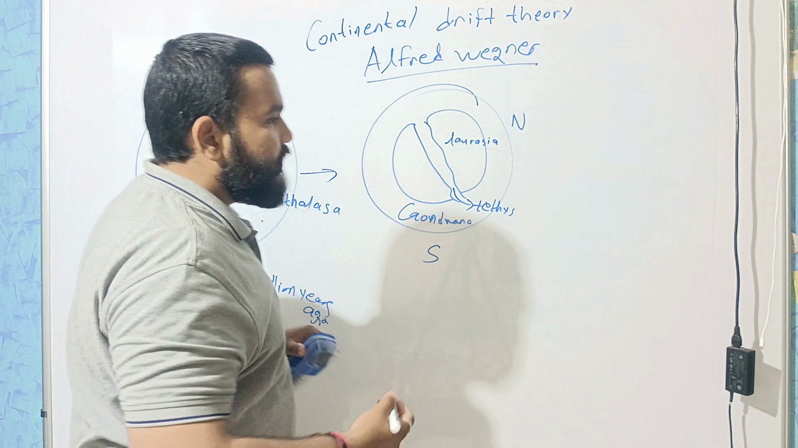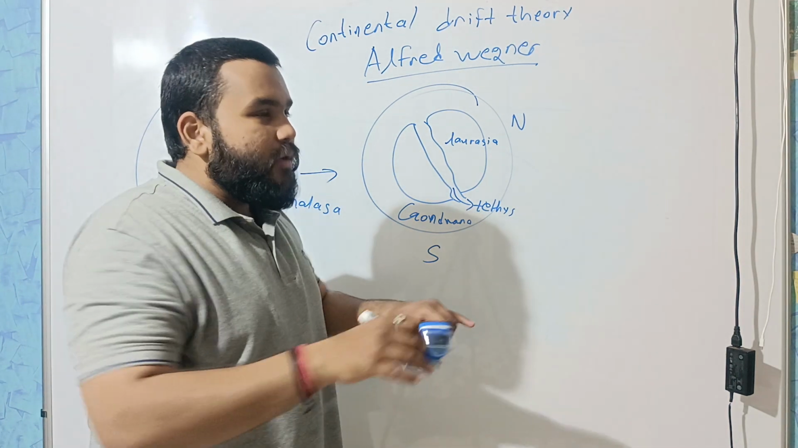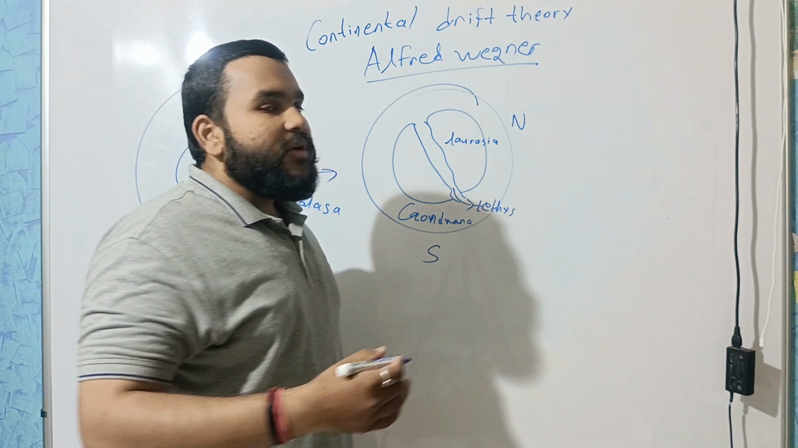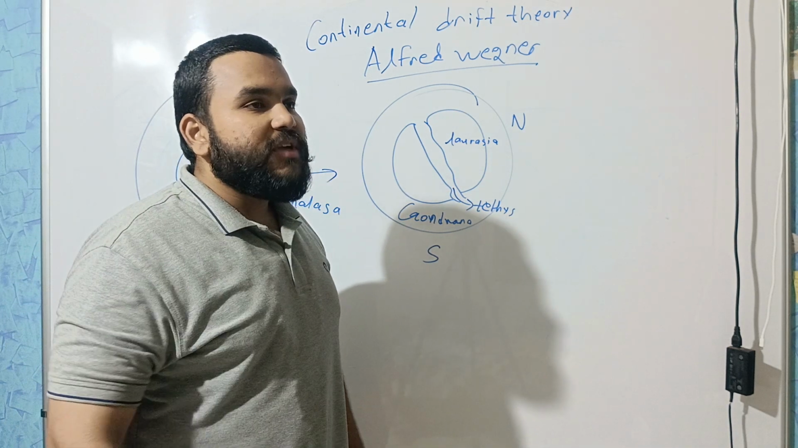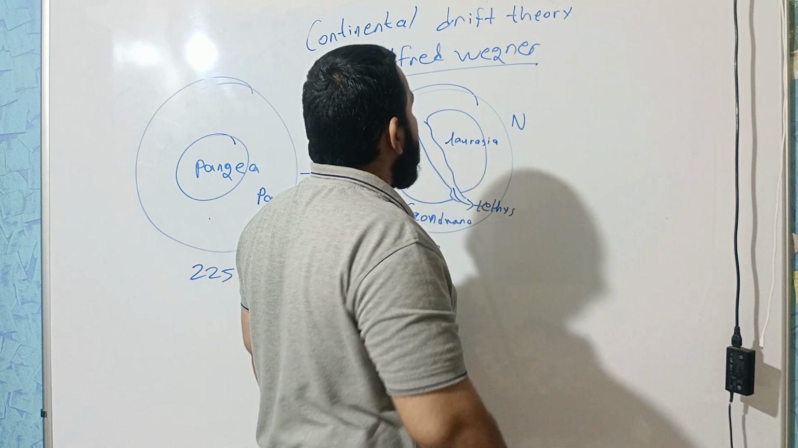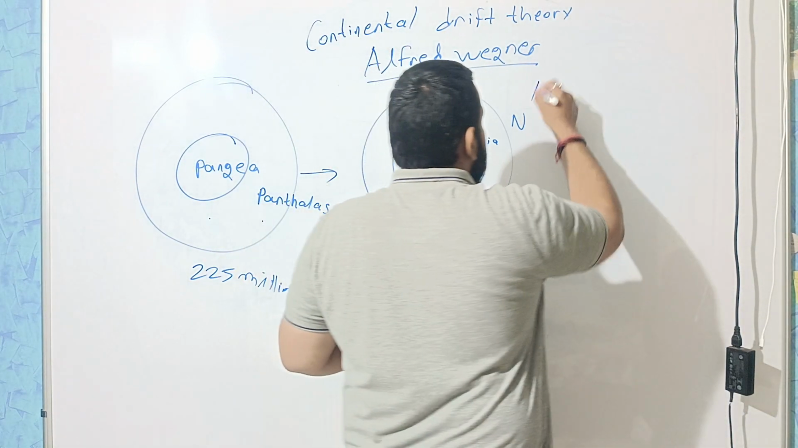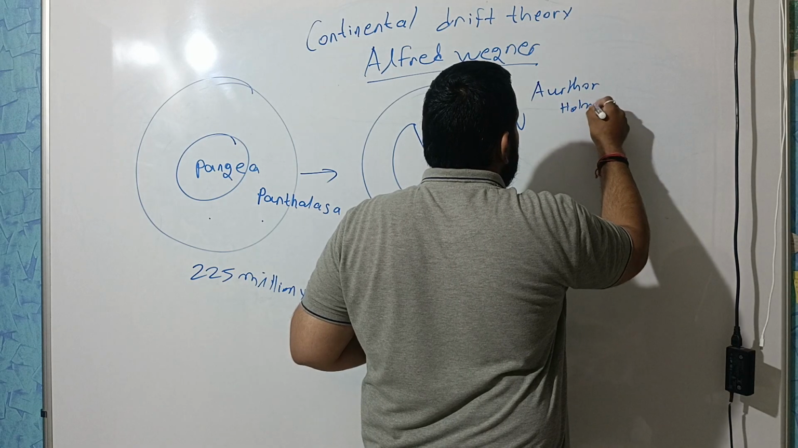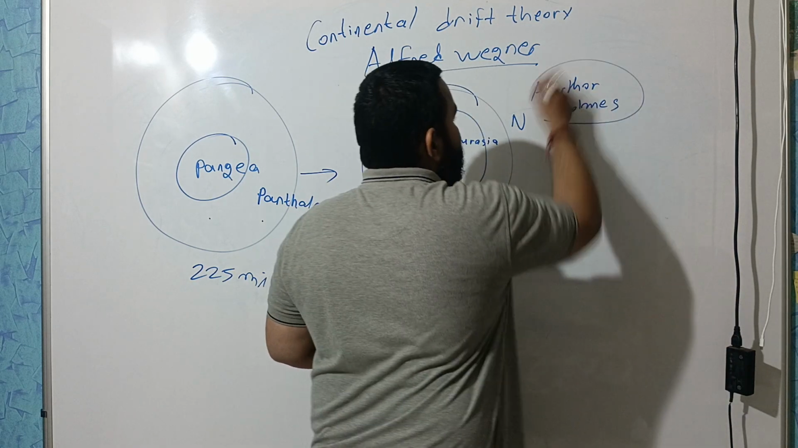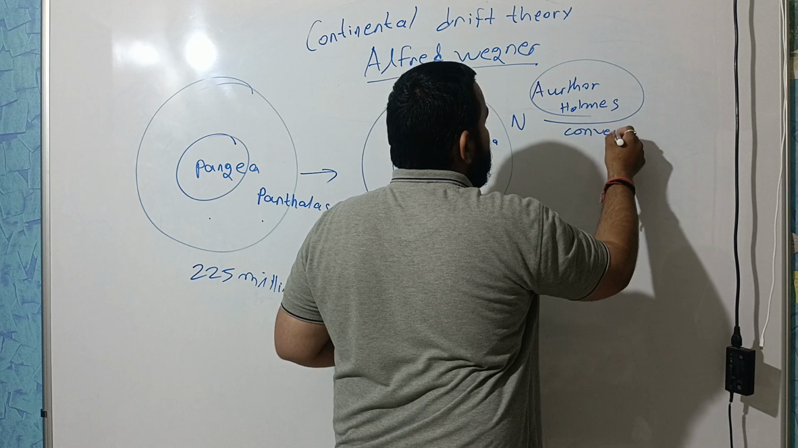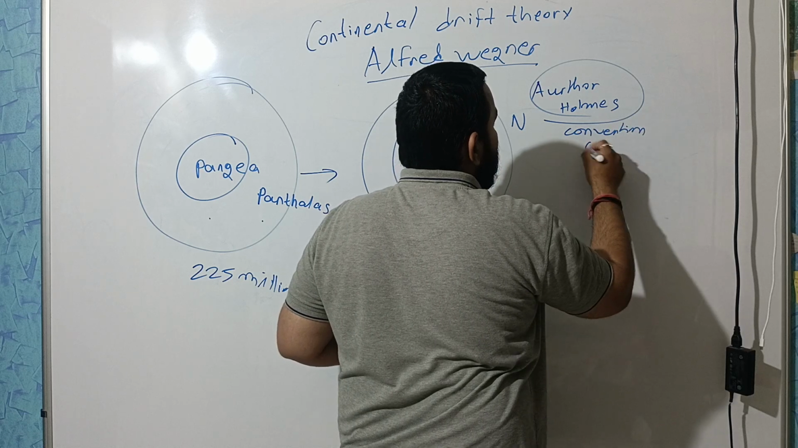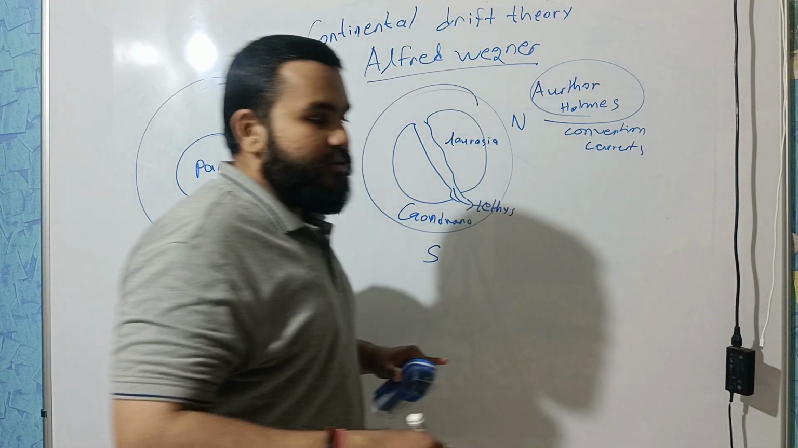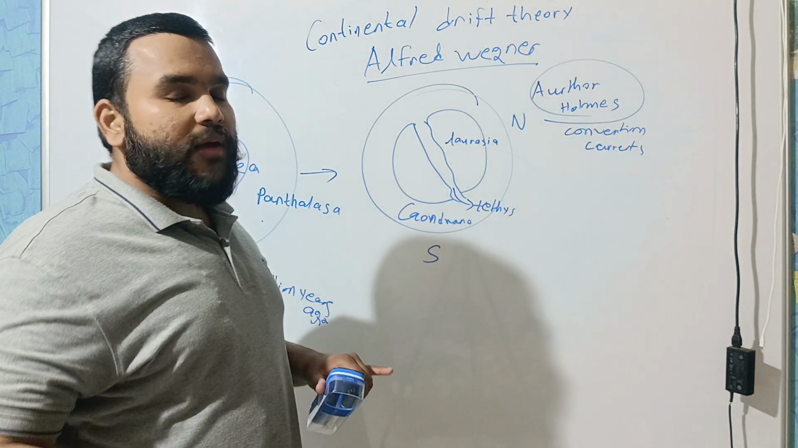After some continental drift, because of some plate tectonic movement or convection currents. And who tells us about convection currents? The name of that scientist? Arthur Holmes. Arthur Holmes tells us about convection currents inside Earth because of magma, not lava.